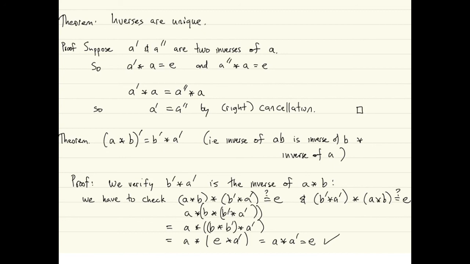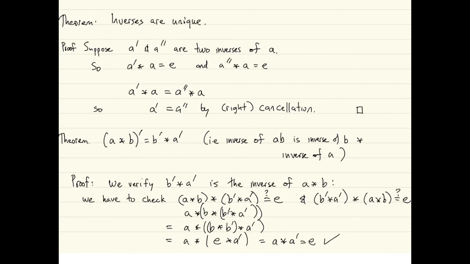Okay, so the proof is quite simple once we're given this result, namely to verify that b prime times a prime is an inverse of a times b. Well, we just have to multiply it by a times b and check that we get the identity element. So again, we have to check that a star b times the alleged inverse, namely b prime times a prime, is the identity element, and then vice versa, when you switch the order, b prime times a prime multiplied by a times b is the identity element.